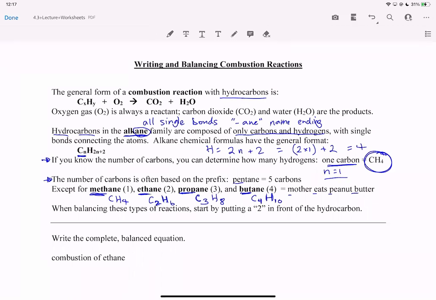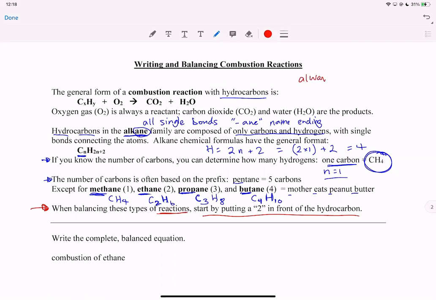And then this is a note: when you are balancing combustion reactions, you want to start by putting a 2 in front of the hydrocarbon. I'm going to make sure you guys see that. This is just a starting point, a suggestion. So you balance the combustion reactions, which have a general form where you're always going to have a hydrocarbon. We talked about the hydrocarbon. You're always going to have oxygen as a reactant. So that's O2, and that's a reactant on the left side. So you have the left side of the arrow and the right side of the arrow.